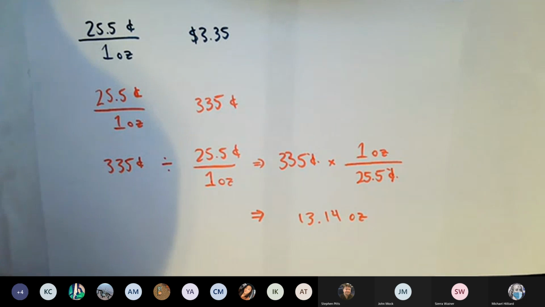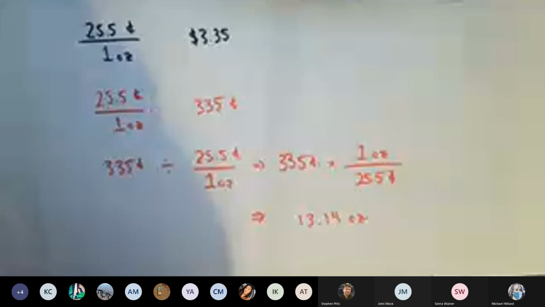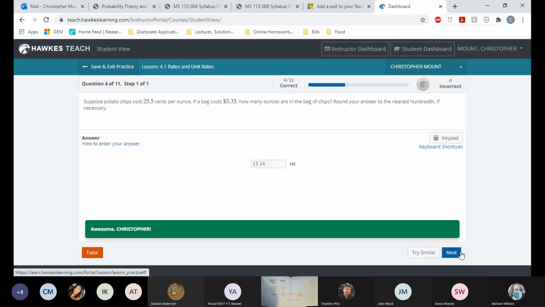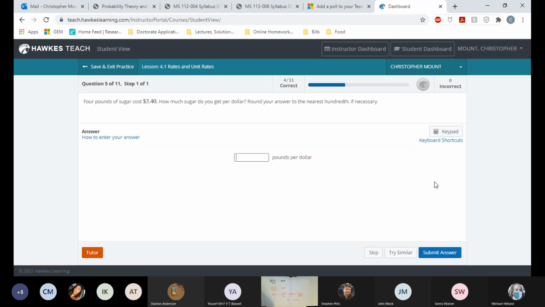13.14 ounces. Okay, so if I go back to, oh, where is it? There it is. All right, 13.14. Point, not 1,300. There we go. Cool. Okay, so what else do we have?